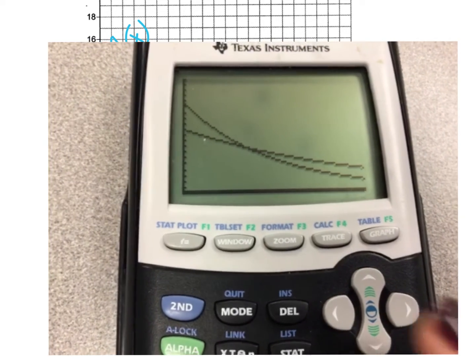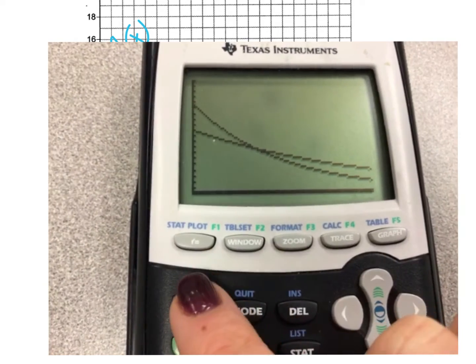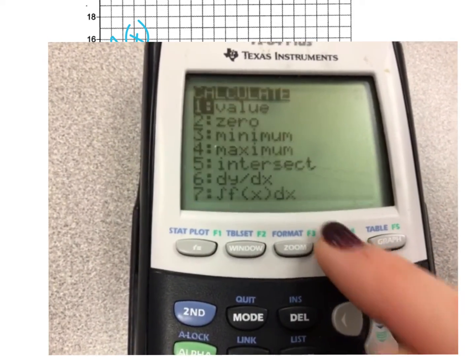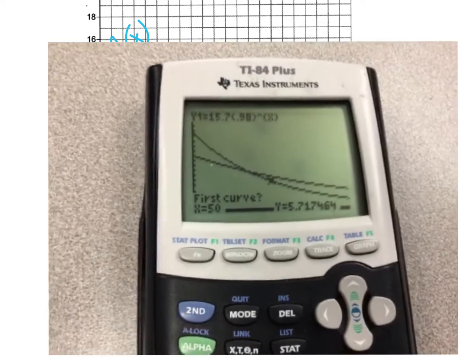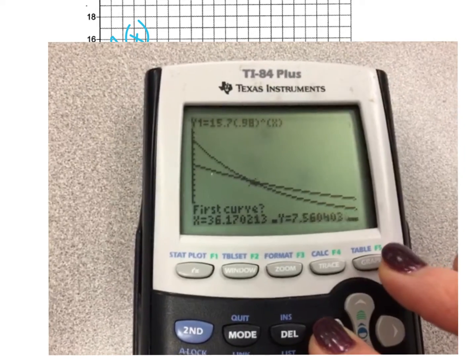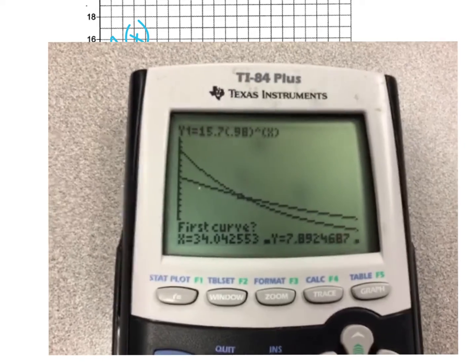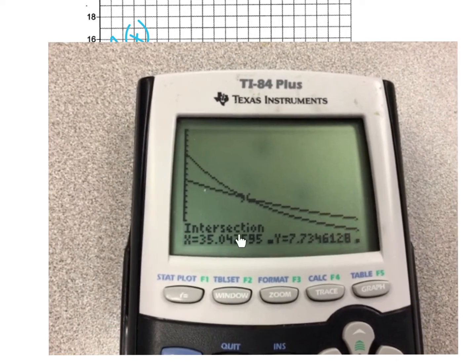So I'm going back to my graphs, and if we want to know when one function equals another, we're looking for the intersect. So second, trace, and then choice 5. We're going to move the cursor near the point of intersection, and remember, we just hit enter 3 times. You hit it until it actually says the word intersection down here.